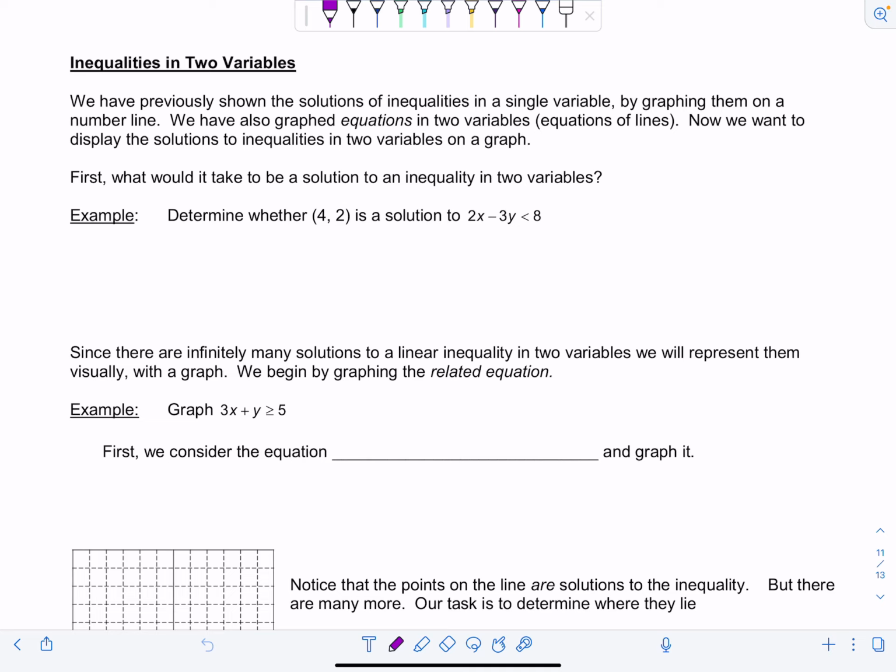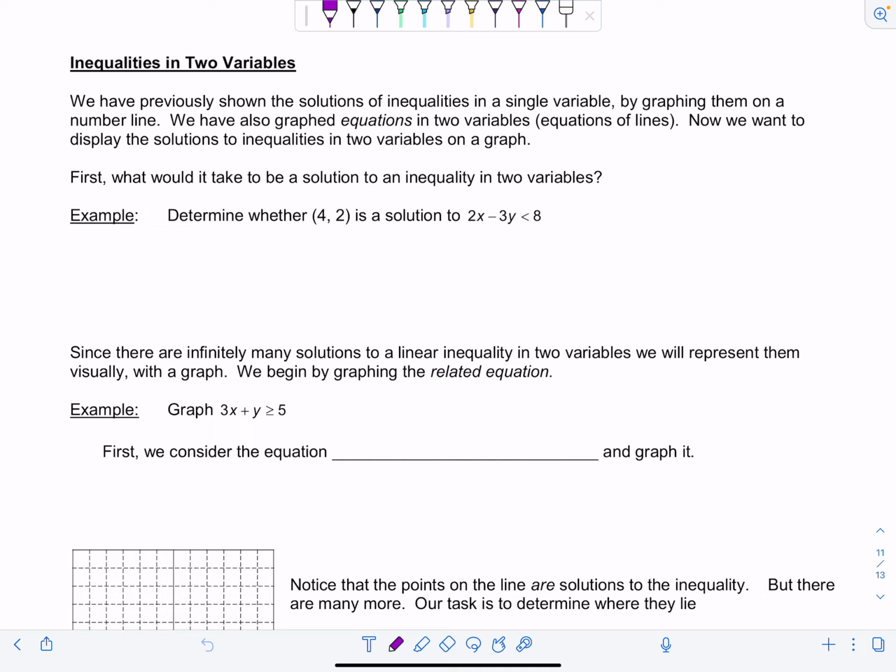In this video, we're going to talk about inequalities in two variables. Now, we've previously shown the solutions of inequalities in a single variable, and we've done this by graphing them on a number line. We've also graphed equations in two variables previously, equations of lines specifically. So now what we want to do is display the solutions to inequalities in two variables on a graph. So first, let's stop and think, what would it take to be a solution to an inequality in two variables?